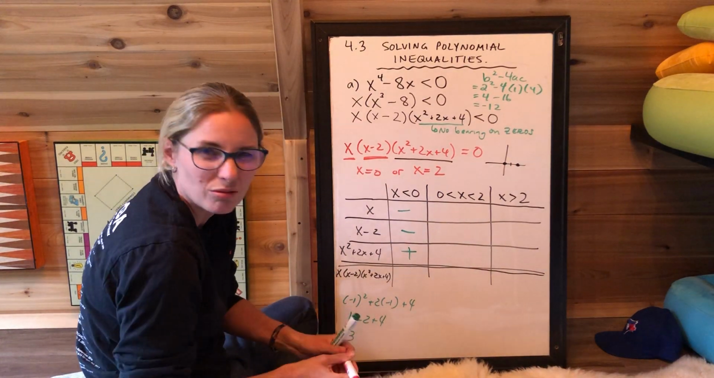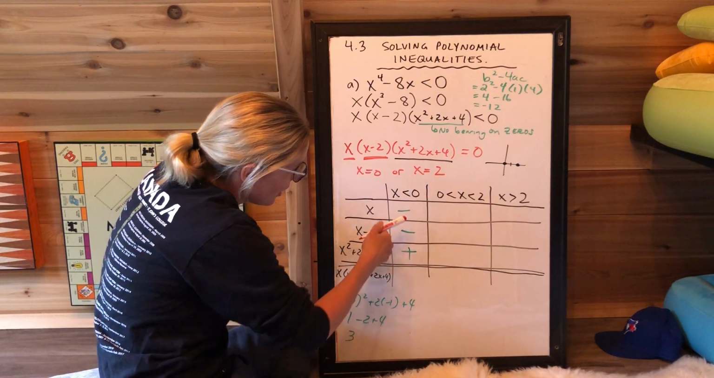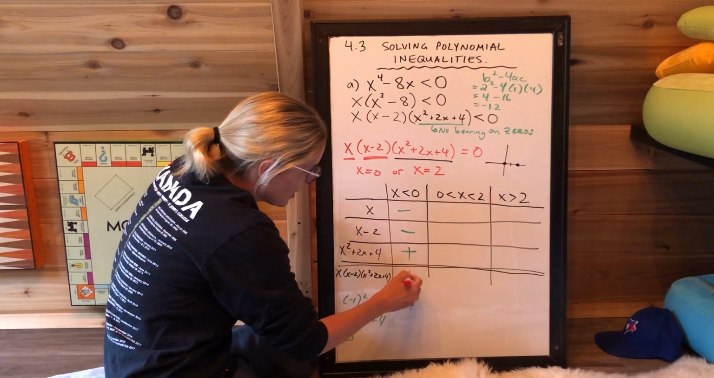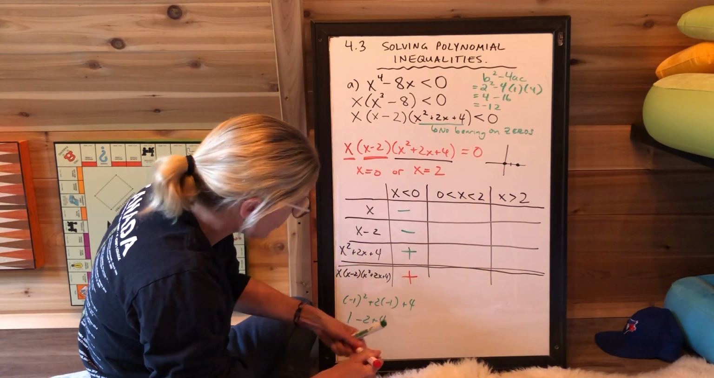Do you have to show this work? No, not by any means. If you want to do a scrap piece of paper, fine. When I multiply these all together, a negative times a positive is a positive. Okay? Do that for all the intervals.